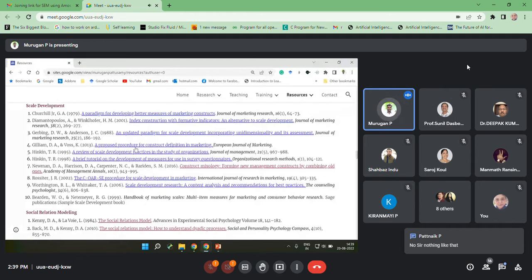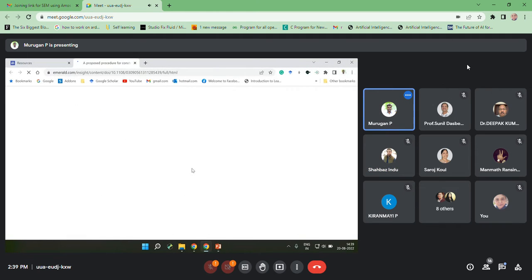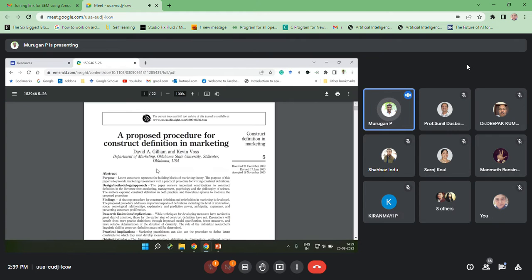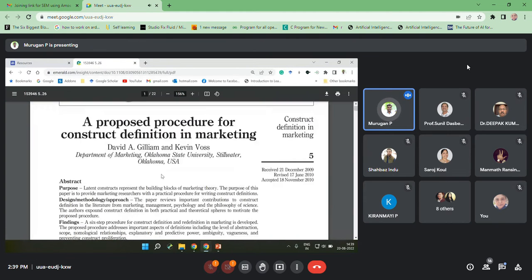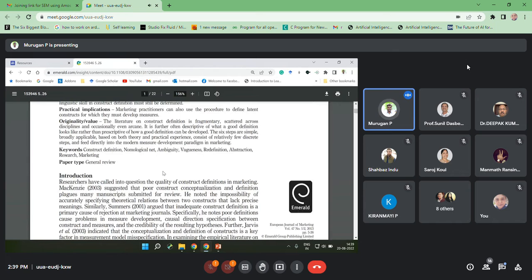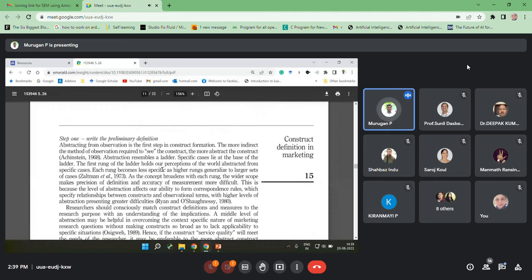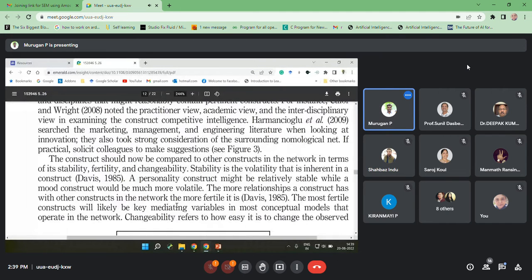Just look at this paper. The paper title is "A Proposed Procedure for Construct Definition in Marketing." I just want to show you a paragraph in the context of mediation. The overall content of this paper is very simple. They are trying to propose a six-stage process for defining constructs in marketing literature, and not only in marketing, this logic is well applicable in other literature also. Now, if you look at page number 16, just read this particular paragraph.